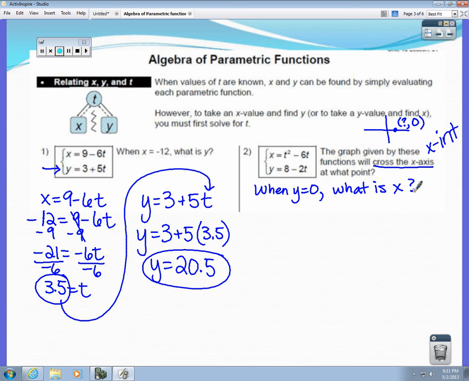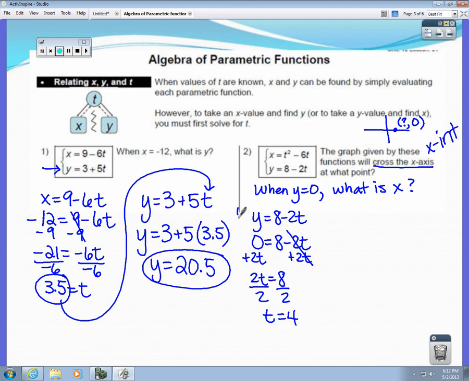Now if you will stop the video and try to work this from here, and then start it up again when you get an answer, so that you can check yourself. Okay, so first we're going to take our y equation, and we're going to substitute in the 0 and get the t by itself. So this time I'm going to add 2t to both sides so that I can be working with positives, but you could also move the 8 instead. So now I have 2t equals positive 8, and when I divide by 2, I end up with t equals 4.